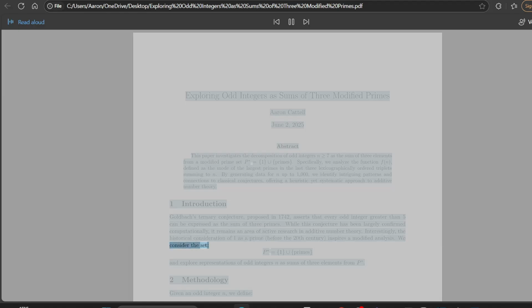We consider the set P = {1} ∪ primes, and explore representations of odd integers n as sums of three elements from P.